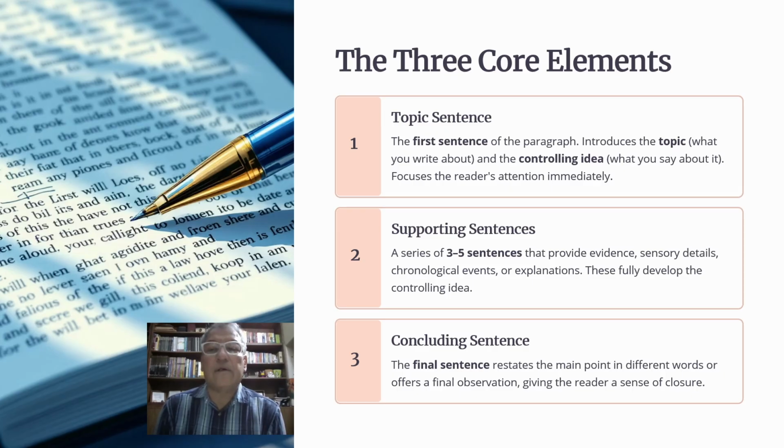The three core elements. First, the topic sentence. The first sentence in a paragraph introduces the topic, what you write about, and the controlling idea, what you say about that. Focus the reader's attention immediately. The second is the supporting sentences, maybe three to five sentences that provide evidence, sensory detail, chronology, events, and explanation. They fully develop the idea.